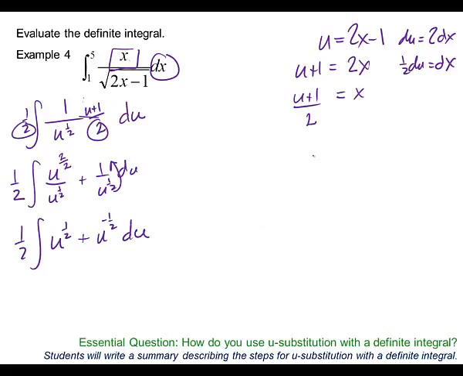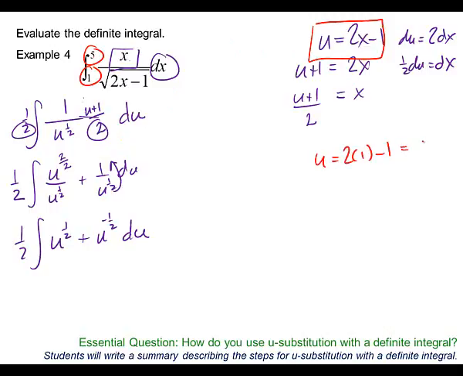All right. Before I integrate, let's convert our limits so we don't forget to do that. Okay, so I need to convert these. I'm going to plug them in right here. Does that make sense? Okay. So I'm putting a 1 in there. So we've got u equals 2 times 1 minus 1.